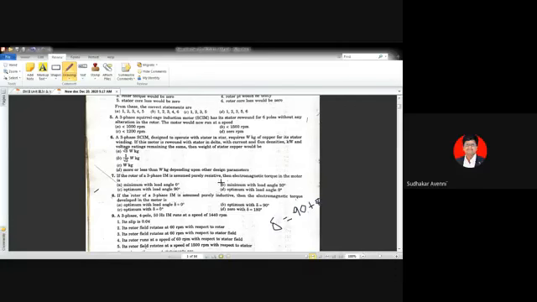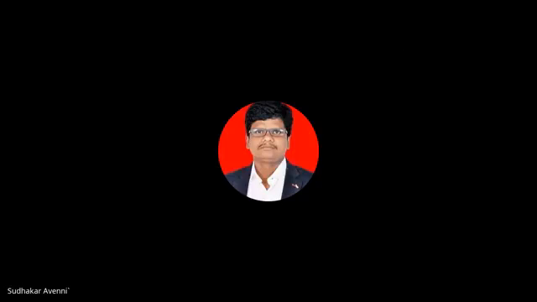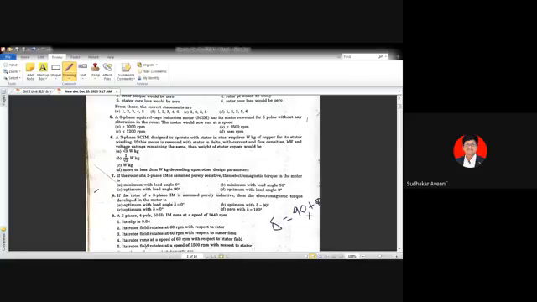Pure inductive load, sorry, pure resistive load means whatever the phi 2, phi 2 is 0. Phi 2 is 0 means delta is equal to 90. Delta is 90 means generally we take the electromagnetic torque as optimum. So for that, delta is equal to 90 plus phi 2.